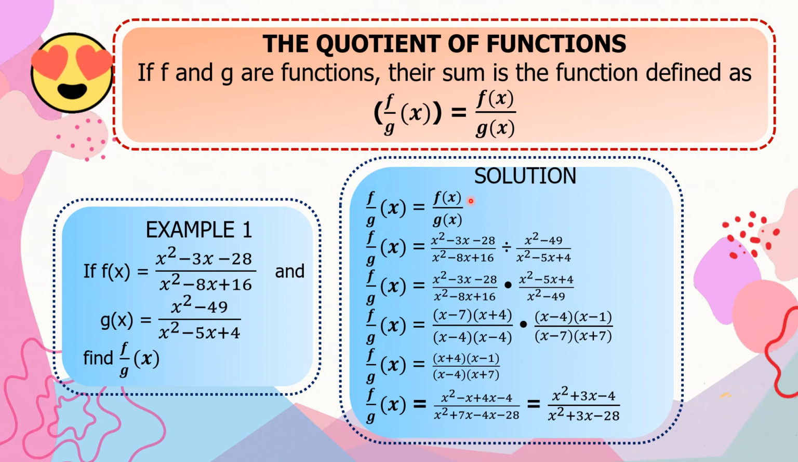So, the f of x has a value of x squared minus 3x minus 28 over x squared minus 8x plus 16, divided by g of x, which is x squared minus 49 over x squared minus 5x plus 4. So, when we divide rational expressions, the divide becomes times, but we need to get the reciprocal of our divisor.